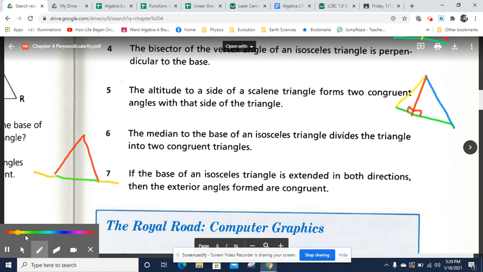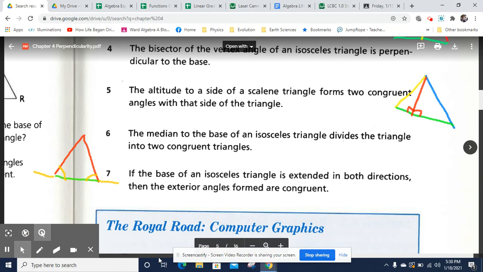Okay, because it's isosceles, so we've been given it's an isosceles triangle. And we've been given that we're extending the base in both directions. Because it's isosceles, we know that this angle is congruent to this angle. And now you should be able to see that we can easily prove that these angles are congruent using supplementary angles.